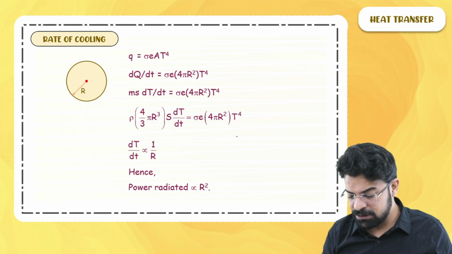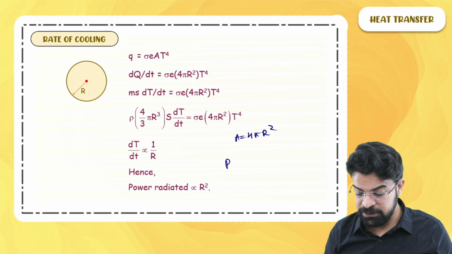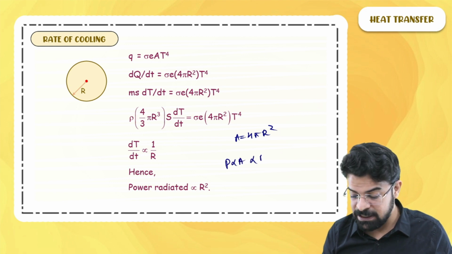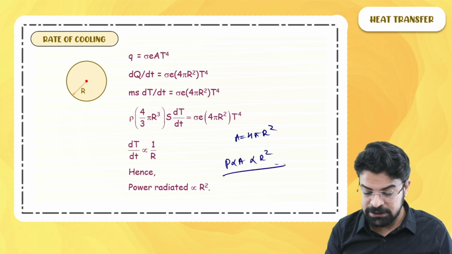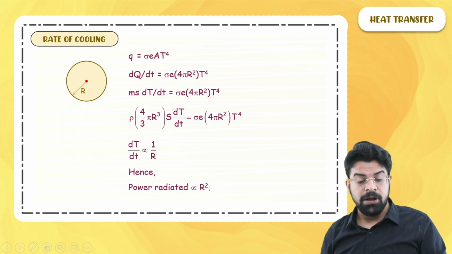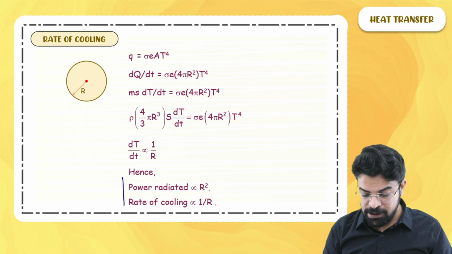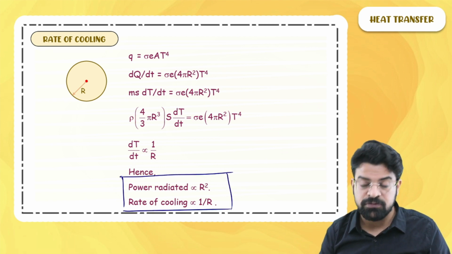Why? Because the surface area is 4 pi r square. So the power radiated, which is directly proportional to surface area, is directly proportional to r square. Here you can see the power radiated dQ by dt is proportional to r square, while the rate of cooling is inversely proportional to r. So you have to remember these two things for a spherical object.